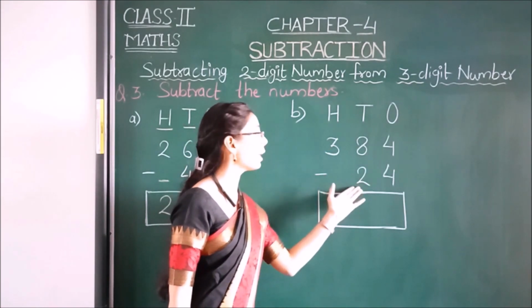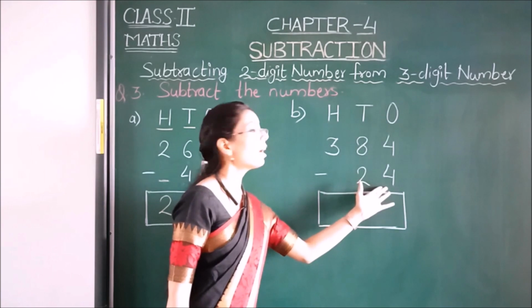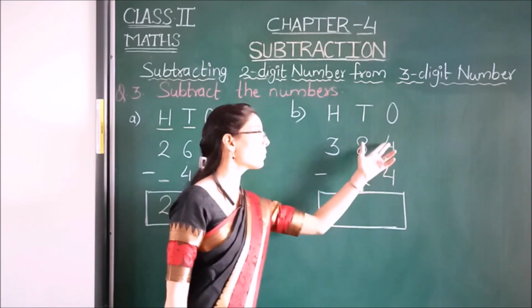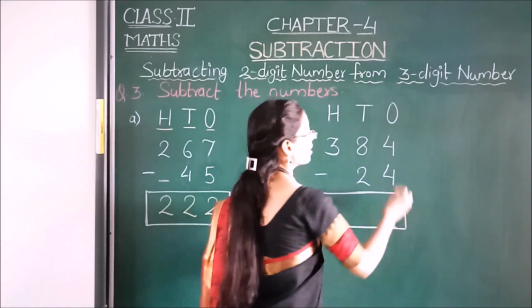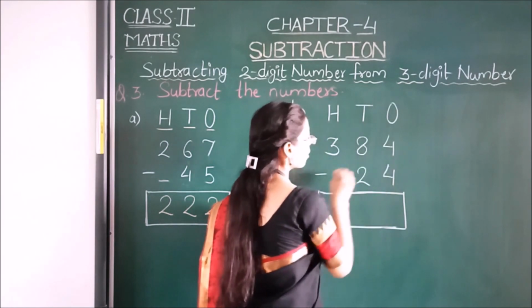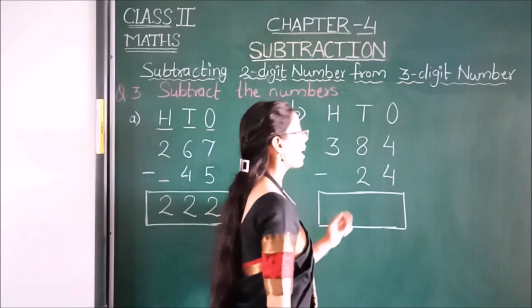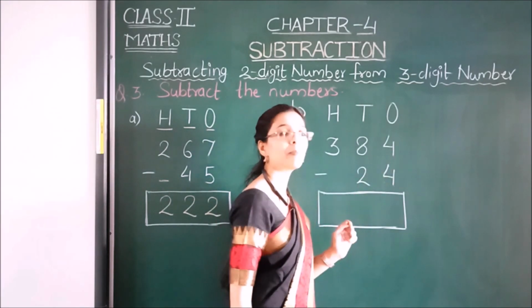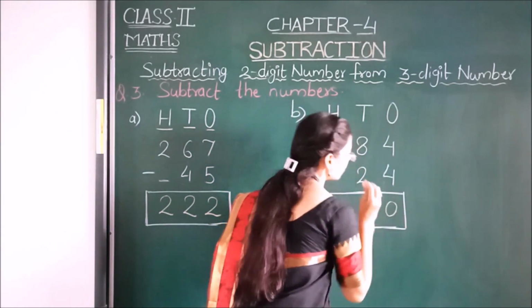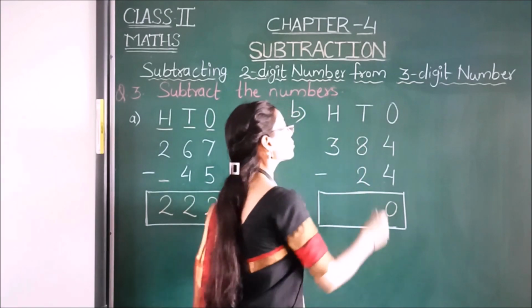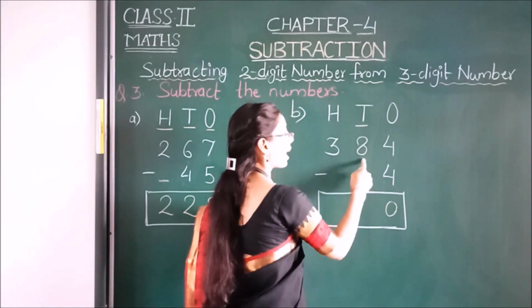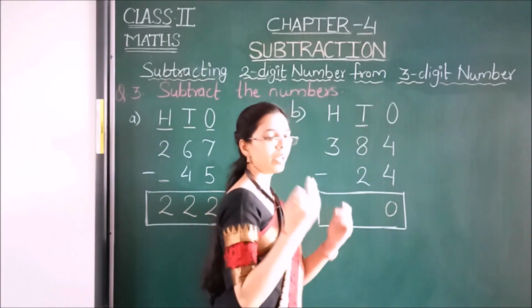384 minus 24. Again, we will start from the ones column. Which number is here? 4. 4 minus 4. We learned already that when we subtract the same number, we will get 0. Now move to the tens column. Which number is here? 8. 8 minus 2.